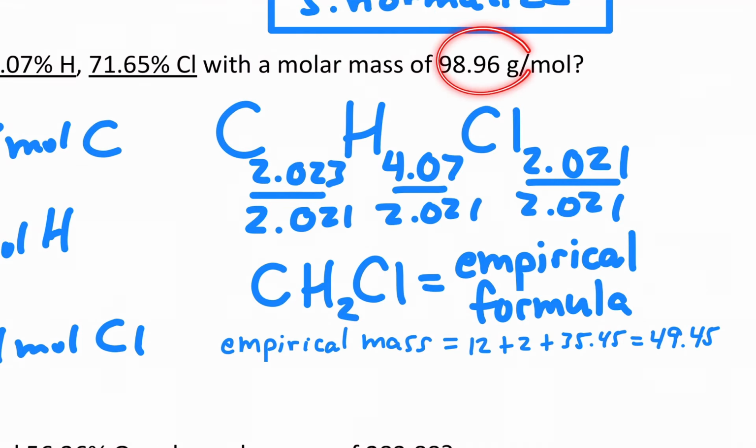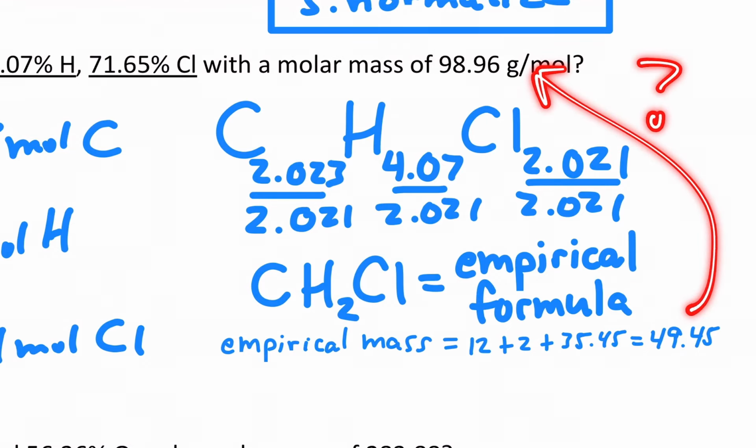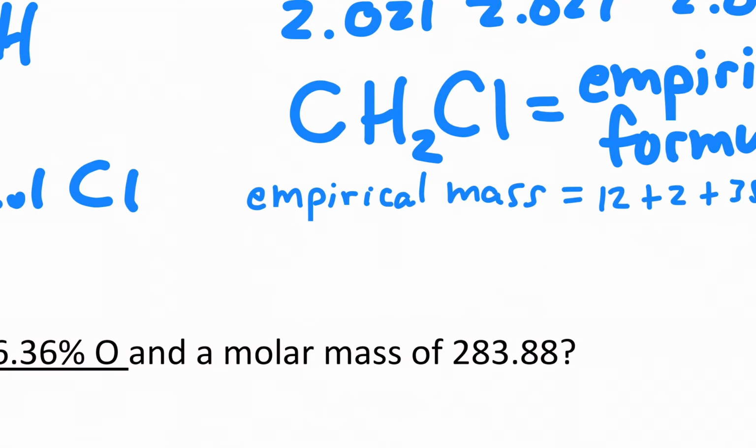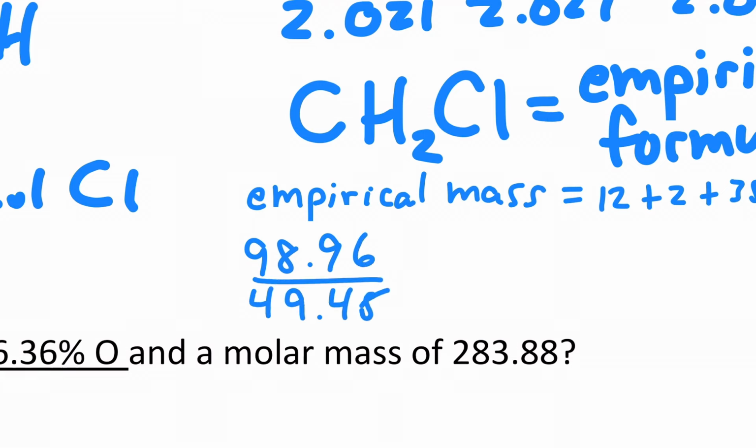And then I look at that and I compare that with the molar mass. And if it's the same, we're done. But it's not the same. So I have to ask myself, how much do I scale that up to get to the molar mass? And if you can't see it, you can actually take the molar mass, which is given as 98.96, and divide by the empirical mass, 49.45, and you get almost exactly 2.